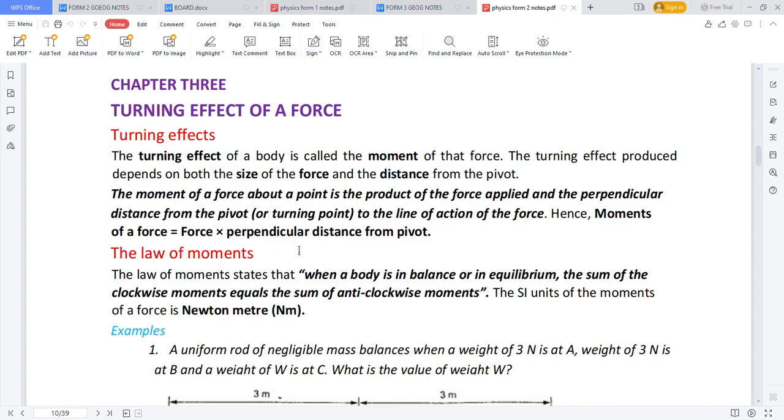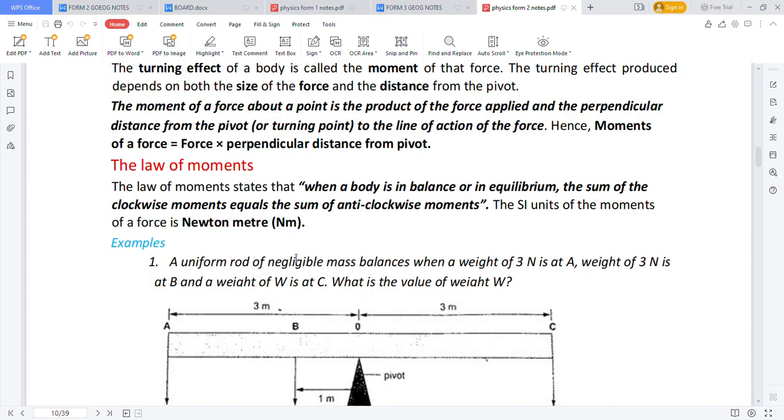The turning effect of a force on a body is called the moment of that force. The turning effect produced depends on both the size of the force and the distance from the pivot. The moment of a force about a point is the product of the force applied and the perpendicular distance from the pivot to the line of action of the force. Hence, moment of a force equals force times perpendicular distance.